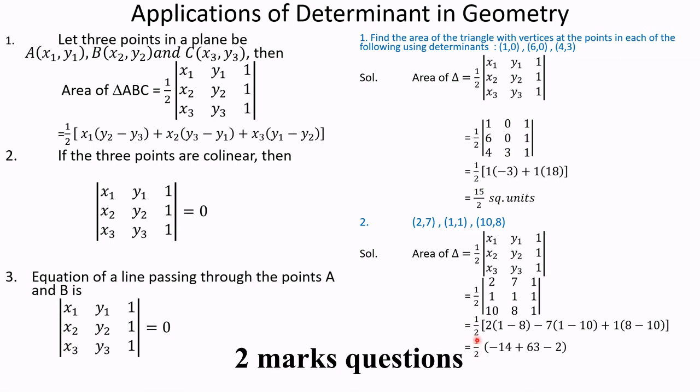Therefore, it is half into minus 14 plus 63 minus 2. Therefore, it becomes adding 63 minus 16 is 47, and half, this 2 is in the denominator. Therefore, the value is 47 by 2 square units. You can put the values as it is. Next problem.